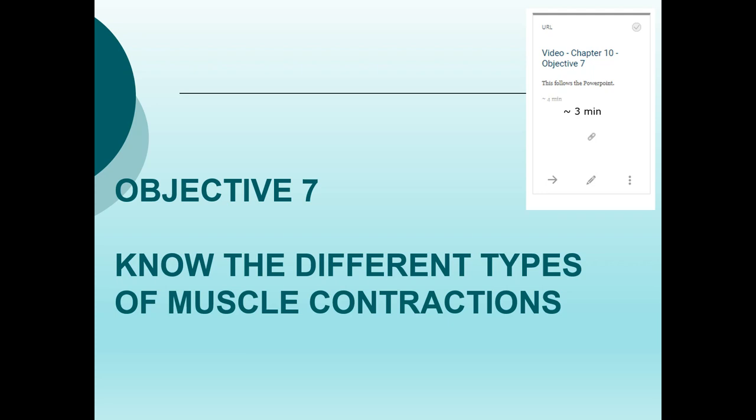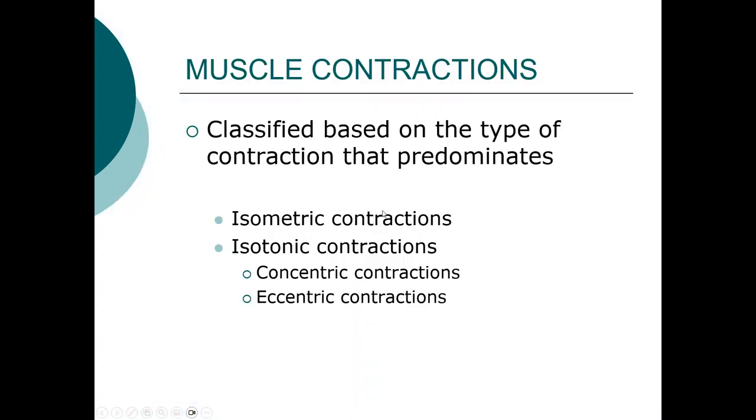This video is going to go over Chapter 10, Objective 7. We're going to talk about the different types of muscle contractions. So again, getting a little bit more macroscopically here. Muscle contractions are classified based on the type of contraction that is the main one in the muscle. You've got two main types, and they are going to be your isometric contractions and your isotonic contractions. Those are the two big groups. And then isotonic contractions can be further subdivided into concentric and eccentric contractions.